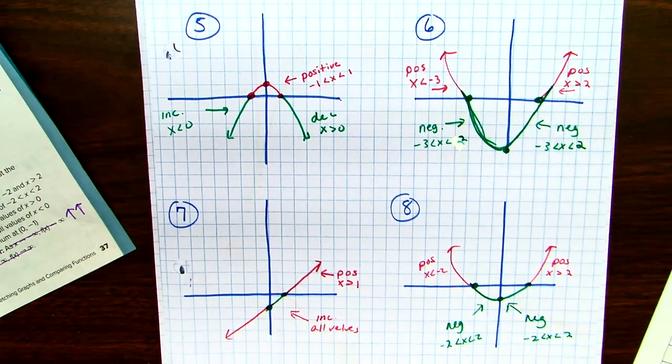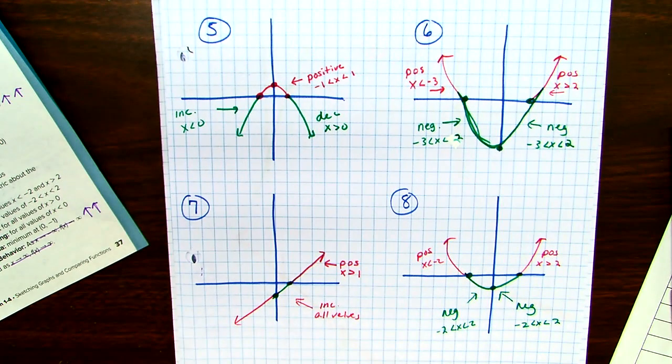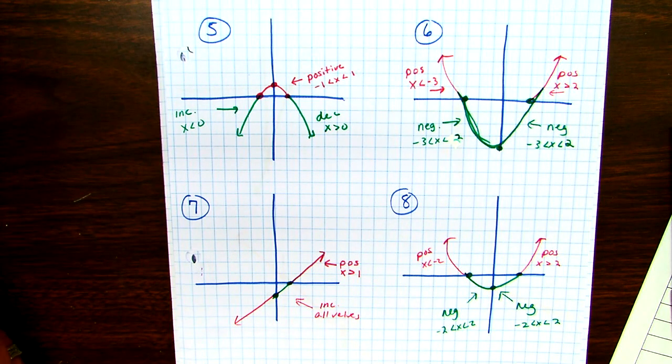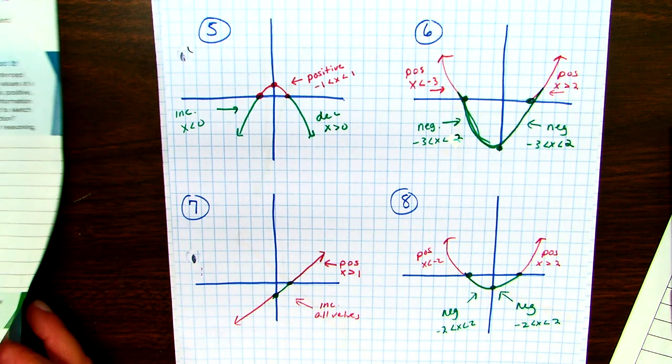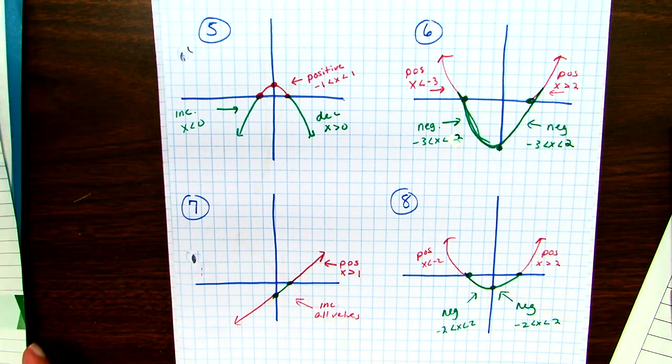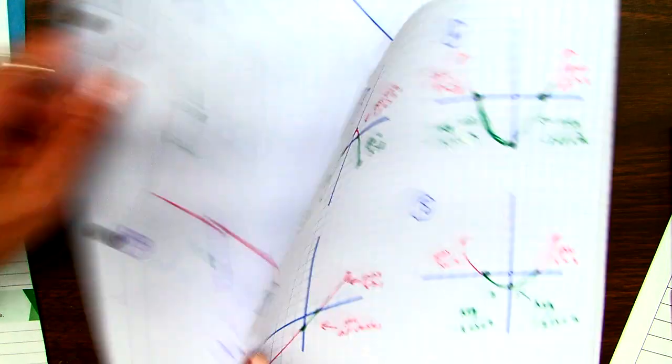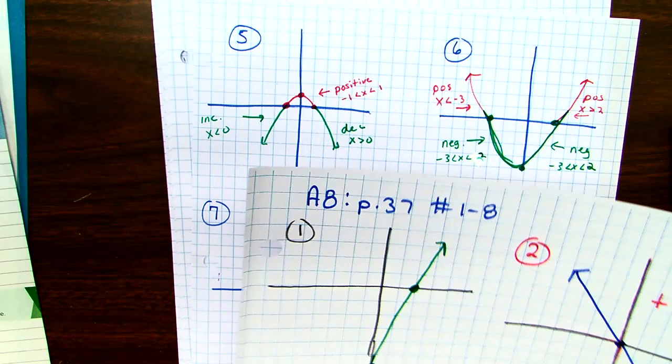I already did number 5 with you. I just happen to have 6, 7, and 8 on the same page. So, guys, this is not for you to copy. Try to understand it. Don't just copy it. What? Well, the homework was 1 through 8. We just did 1 through 5 together.